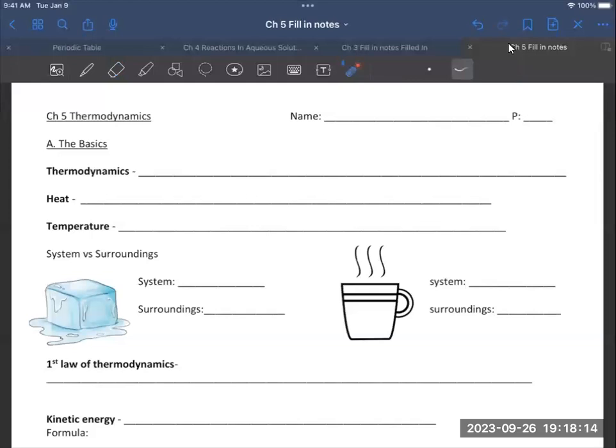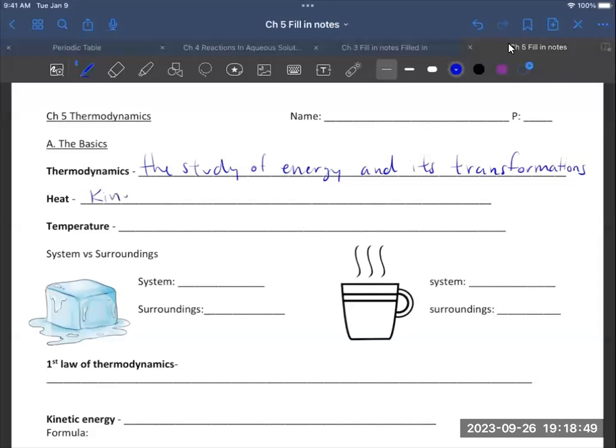So to get to the basics, thermodynamics is the study of energy and its transformations. When we talk about heat in this chapter, I want you guys to think about heat on a molecular level. So when molecules are hot, they move faster. When molecules are cold, they move slower. So we're talking about the kinetic energy, which is the energy of motion of particles.